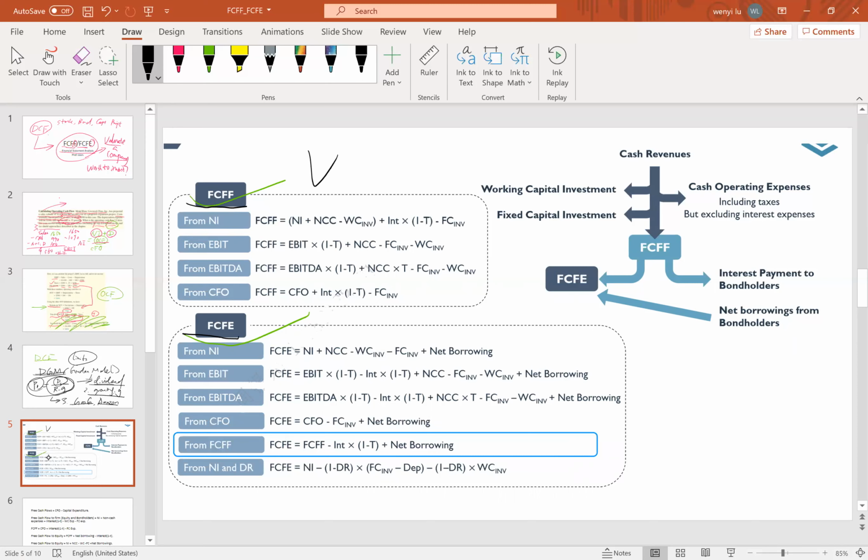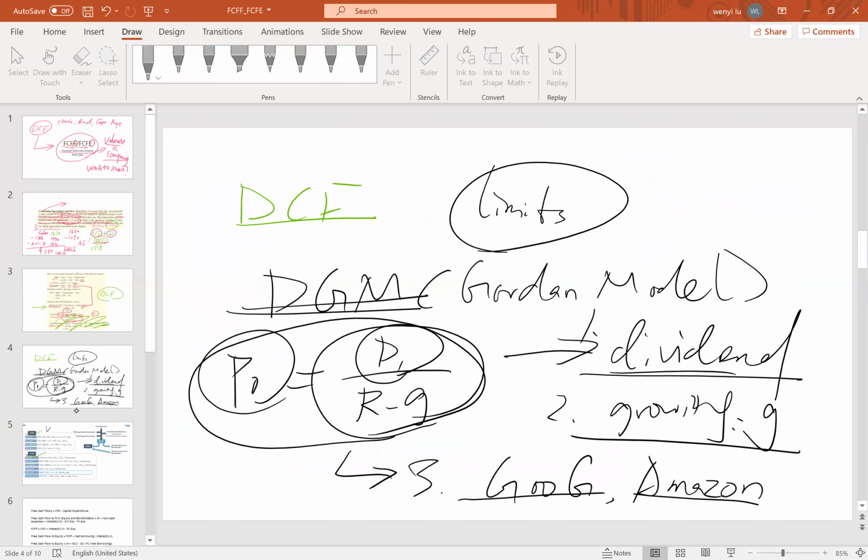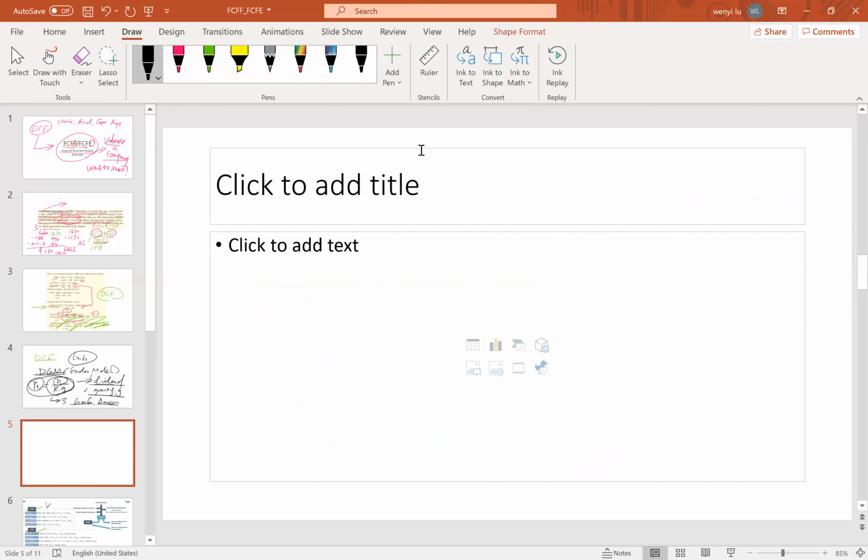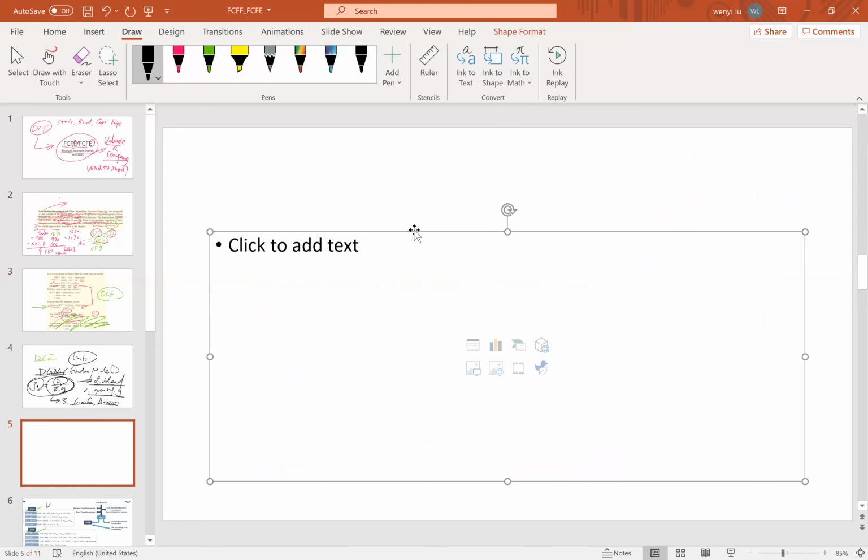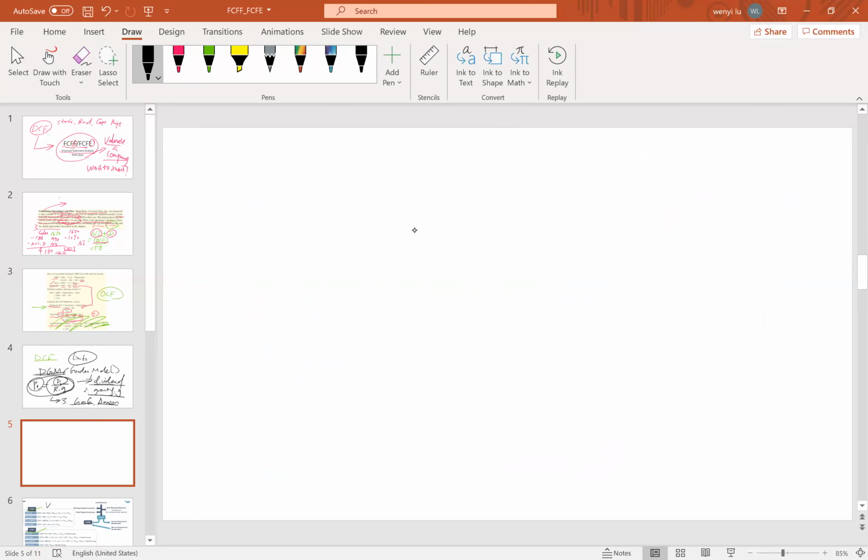So before we study this model, let's take a review of free cash flow. We just studied the operating cash flow. Operating cash flow is cash flow from operations. We already studied the calculations, either bottom up or top down. But our operating cash flow also has some drawback. What's the drawback?